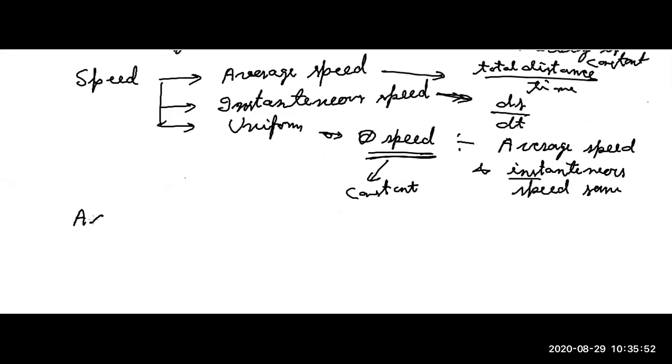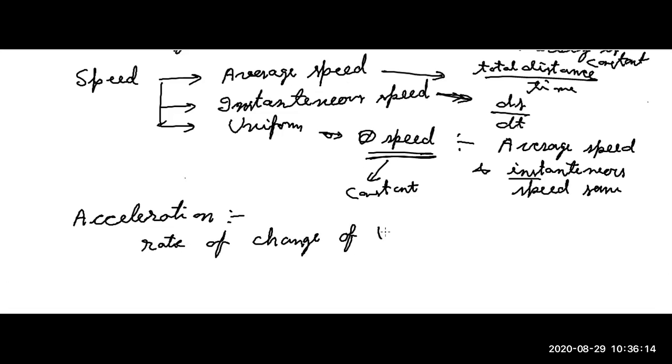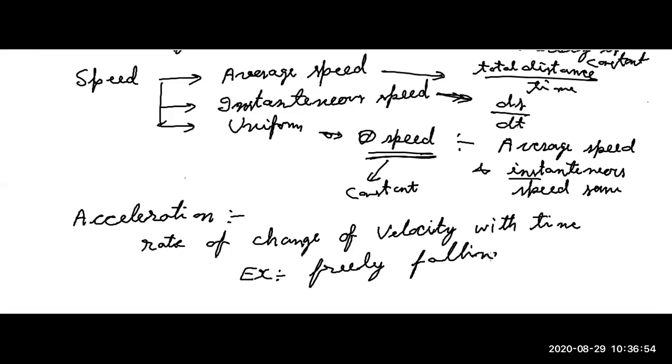Then we have acceleration. So what is acceleration? Acceleration is the rate of change of velocity with time. So for example, during gravity, if an object is falling under gravity, the velocity of the object increases at a constant rate. If you drop some object from some height, initially its velocity is small, but as it falls down, its velocity increases. So what is happening? We have acceleration for the object. The example you can say is freely falling objects.